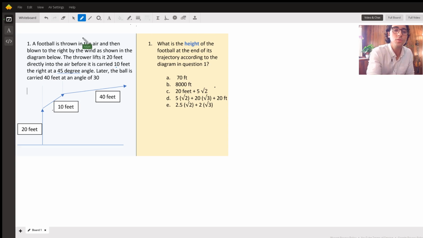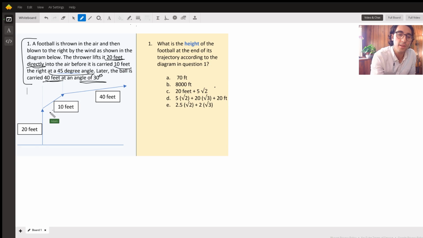So we intuitively first read the question, right? When we read the question, I'll quickly go through it. A football is thrown in the air and then blown to the right by the wind as shown in the diagram below. A thrower lifts it 20 feet directly into the air, and then it is carried 10 feet at a 45-degree angle. Later, it's carried 40 feet at a 30-degree angle. Okay, so we notice that it's 20 feet directly in the air. We notice that there's a 45-degree angle here, and there's a 30-degree angle here.